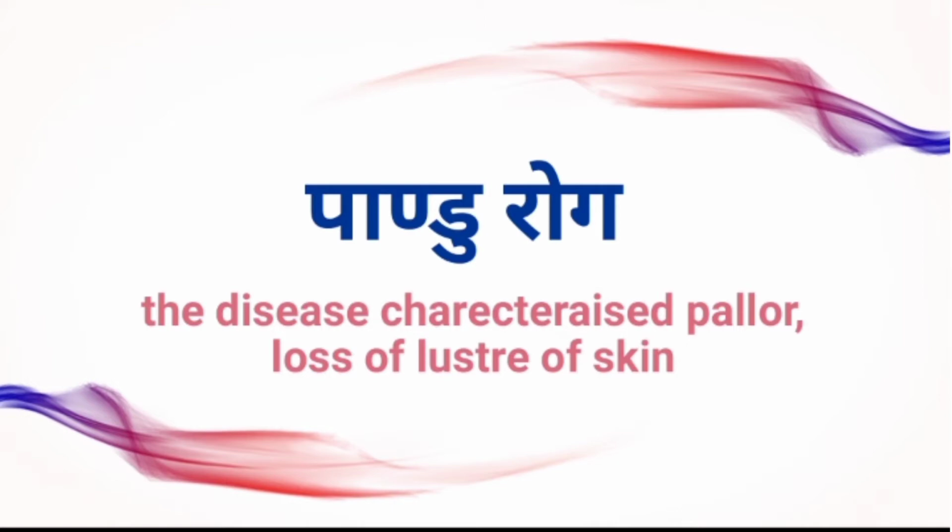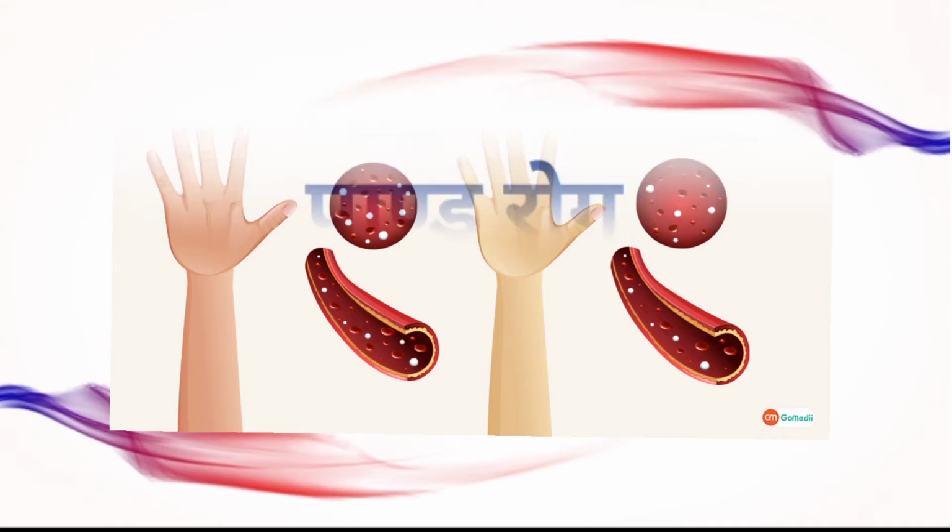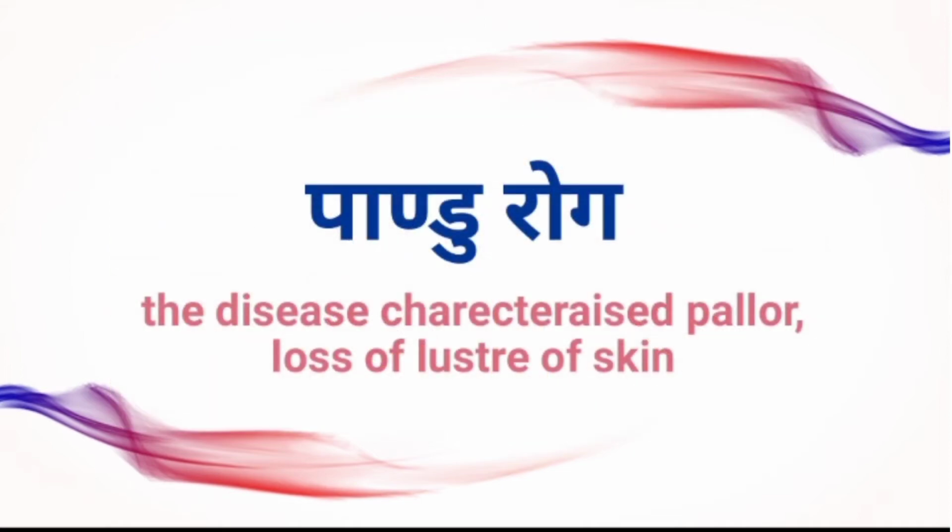And let's get started with today's topic, that is Pandu Roga, the disease characterized by the pallor and loss of luster of the skin. So nowadays what we are seeing as anemia, that is a decreased amount of hemoglobin in the blood and also a decreased amount of RBCs in our body, is nothing but the Pandu Roga, as mentioned in our classics. Now we will see how this Pandu Roga originates and how it is derived.